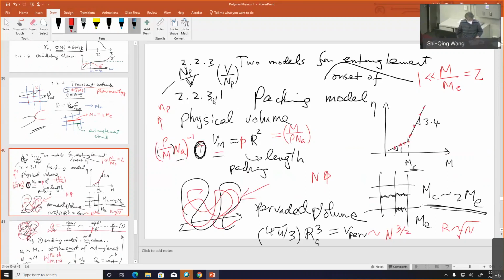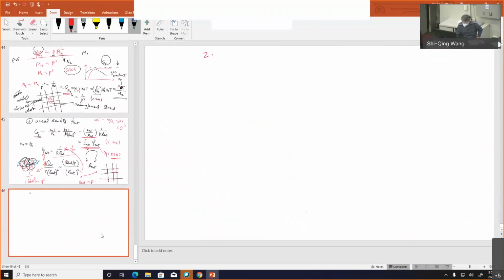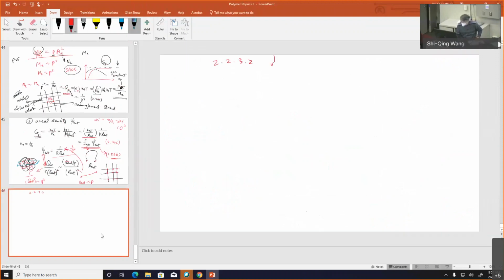Number 3 is about different entanglement models. So the first one is the packing model, and the second one, what I'm going to go through, is the so-called percolation model. Okay, so we will talk a little bit about the percolation model.